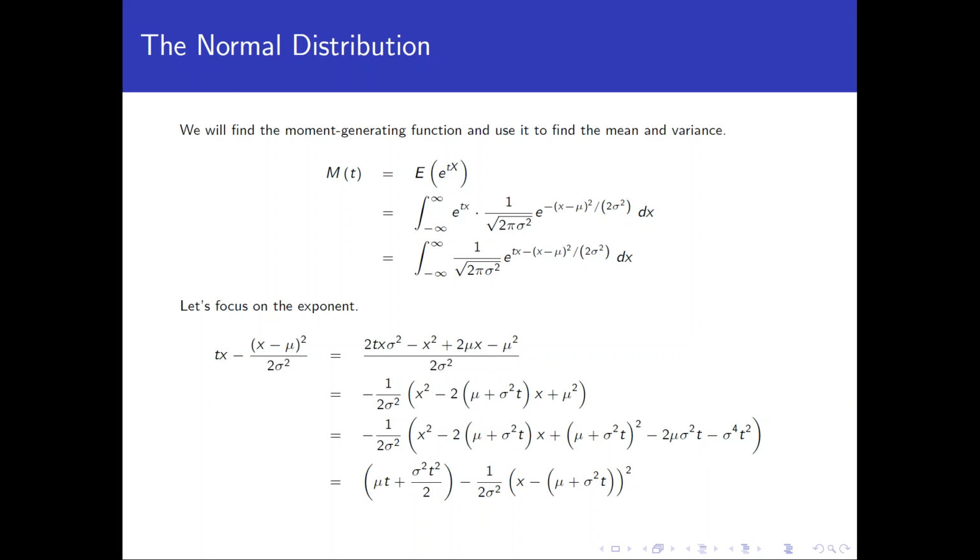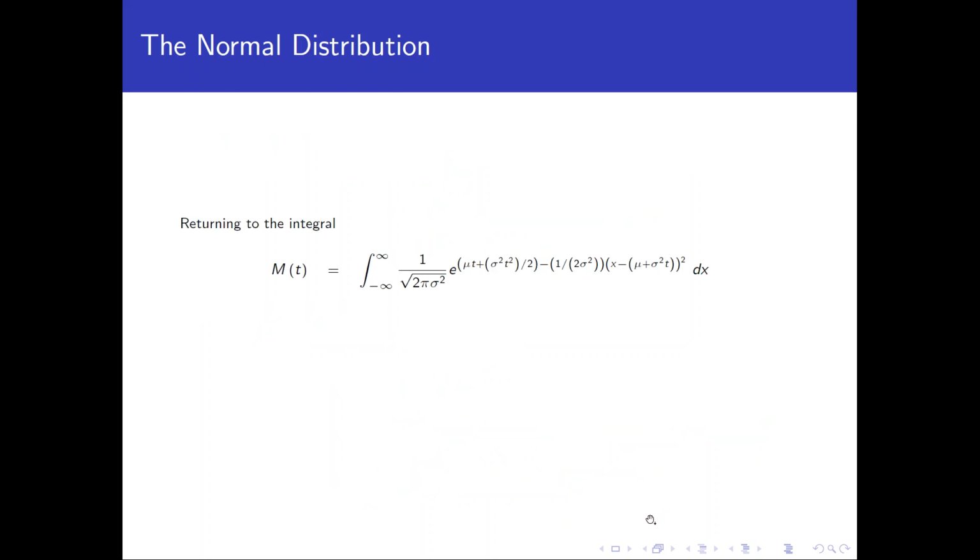Then if we rearrange things, in particular, split it right here at this minus sign and flip the order, we'll get a mu t plus sigma squared t squared over 2. That's this piece times the negative 1 over 2 sigma squared. And then we have the negative 1 over 2 sigma squared, and then these first 3 terms factor as x minus half the coefficient on the x, the mu plus sigma squared t, quantity squared.